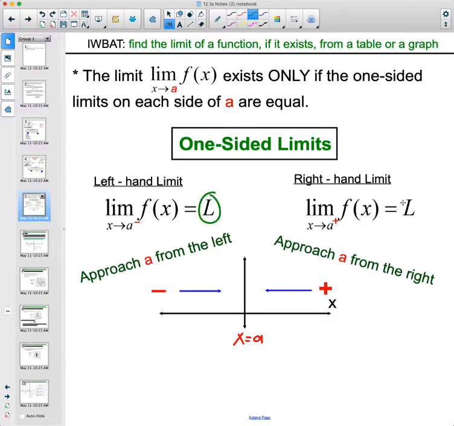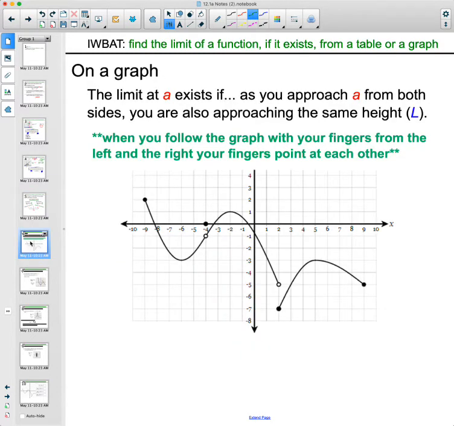If this number and this number are different, then the limit does not exist. Okay, the left-hand limit exists, the right-hand limit exists, but the overall limit would not exist if these two outputs are different. So notice A with an exponent of a minus sign means from the left, and A with an exponent of a plus sign means from the right. So then let's take a look at these graphs.